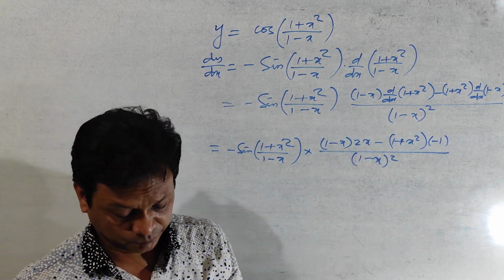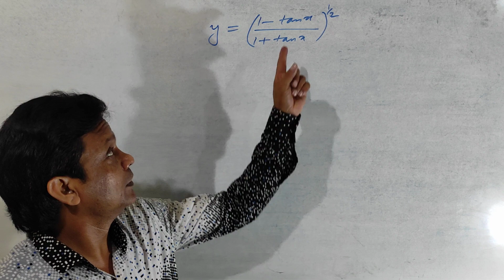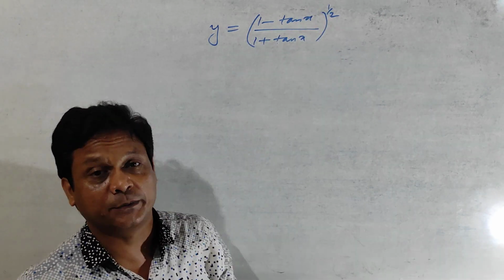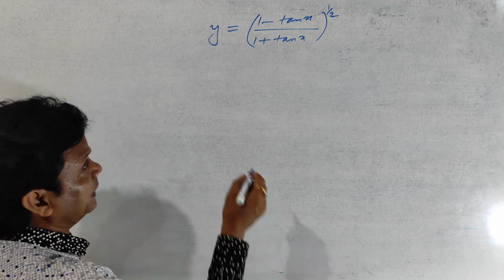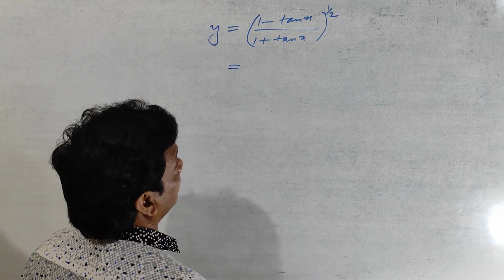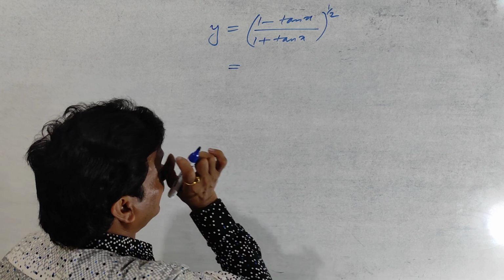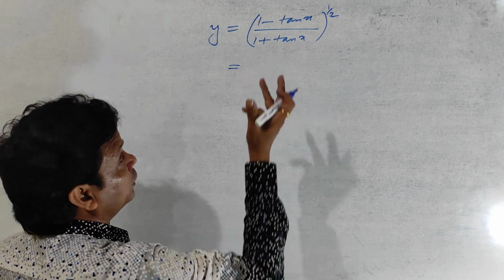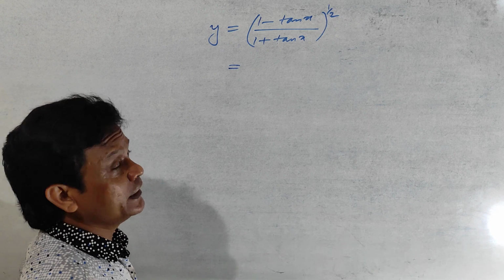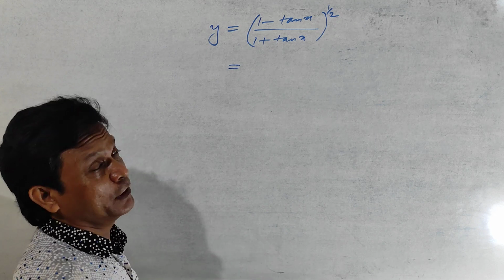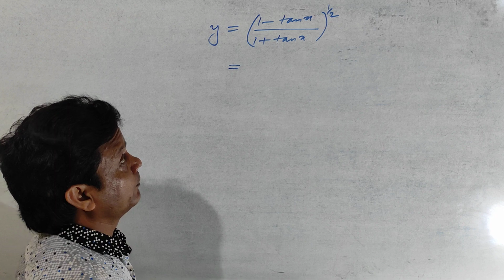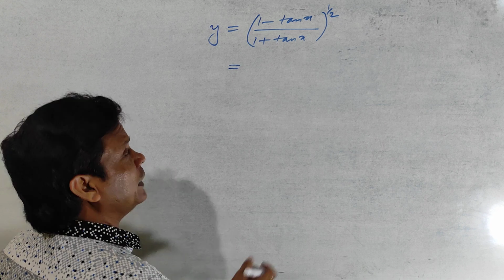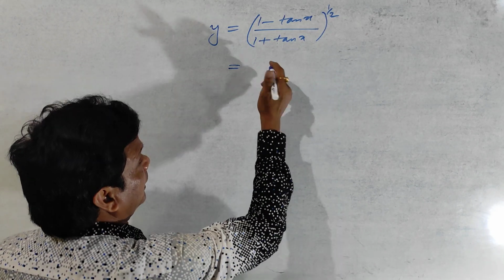Okay. See here. It is y equal to 1 minus tan x by 1 plus tan x to the power half. That means root over this one. First let us simplify it. Or you may write directly also. Root u, you can apply root u, then simplify, or first simplify, then apply root u. Anything you can do. Clear? Let us first simplify or apply directly.